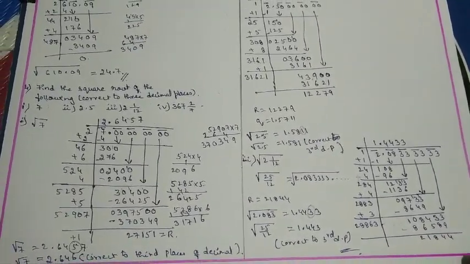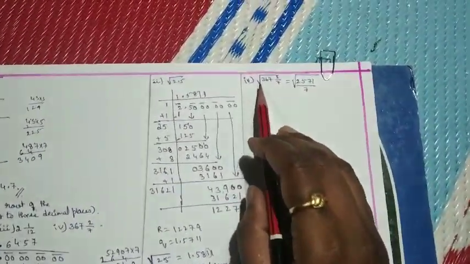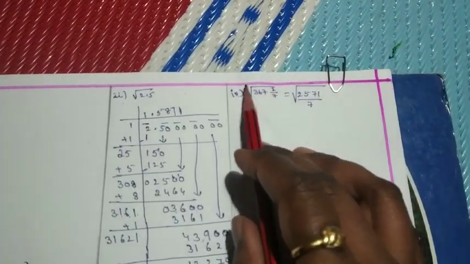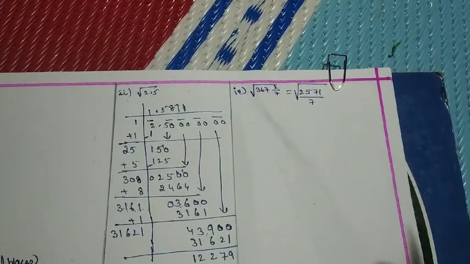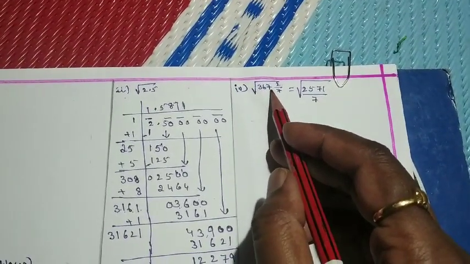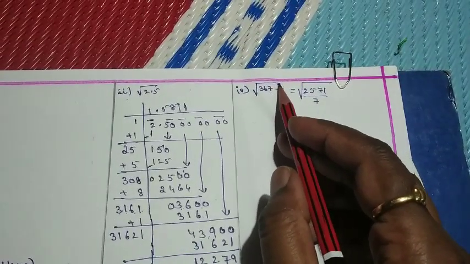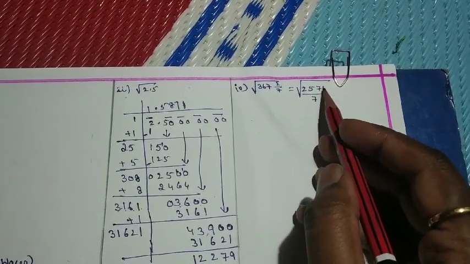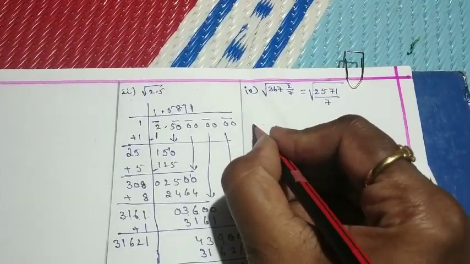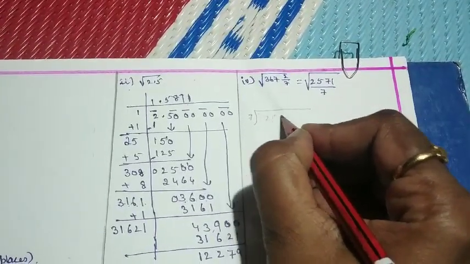Now let me move to the fourth question here, children. Now moving to the fourth question, that is square root of 367 by 7, which is given in the form of a mixed fraction. Convert it into an improper fraction, that is 7 into 367, the answer is 2569. When added plus 2, then it becomes 2571 divided by 7. So this fraction convert into decimal form, like doing normal division which we learnt in class 5th, 6th and all.